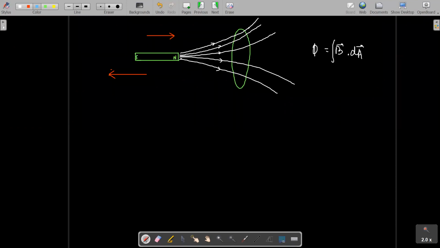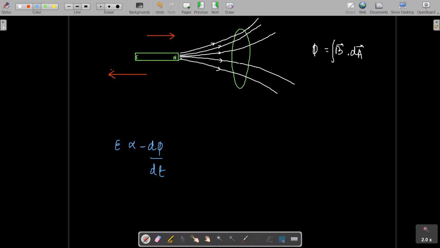Faraday's law of electromagnetic induction says that the EMF induced in a loop is directly proportional to the rate of change of flux. Actually, it is minus d phi by dt. The EMF induced in this loop will be proportional to minus d phi by dt. Minus d phi by dt means the rate of change of flux, the change in flux per unit time.